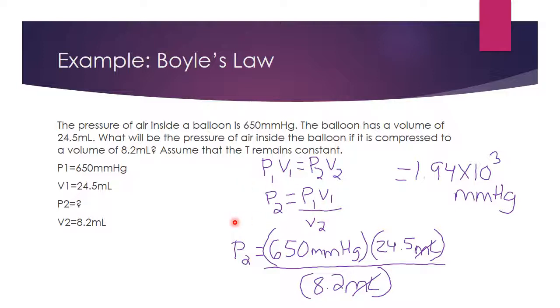Now all you do is plug in your values. So P2 is going to equal 650 millimeters of mercury times 24.5 milliliters divided by 8.2 milliliters. So milliliters will cancel out, and your answer is going to be 1.94 times 10 to the third millimeters of mercury. And you want to make sure that you express your answer in scientific notation.